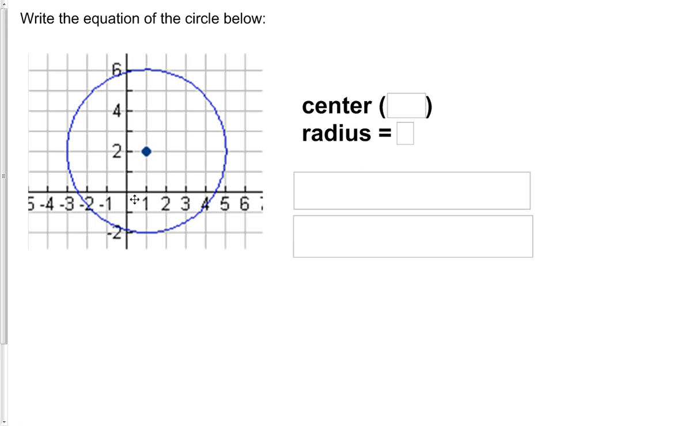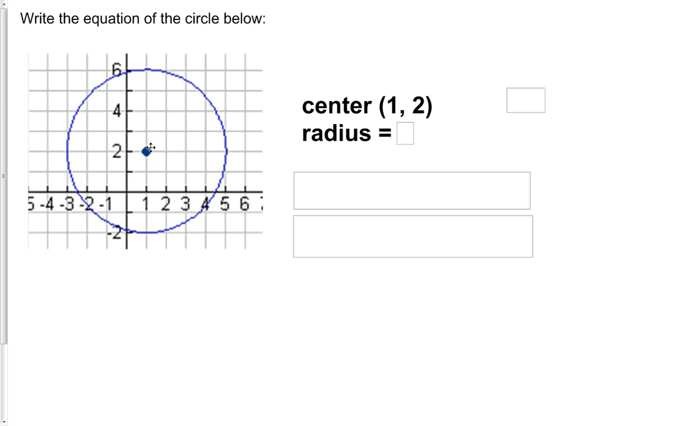First of all, we need to find our center. So we look at the graph and we see that it's at the point (1, 2). So we record that down as our center. Then we look at our radius. To find our radius, we can go from the center point to any edge. So I would recommend going along one of the straight lines, either to the left, right, top, or bottom.